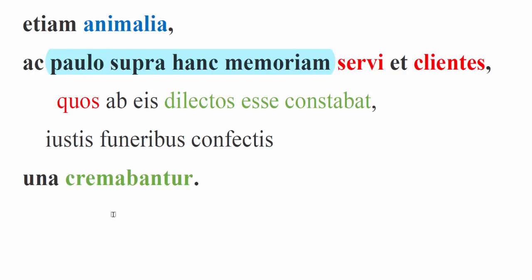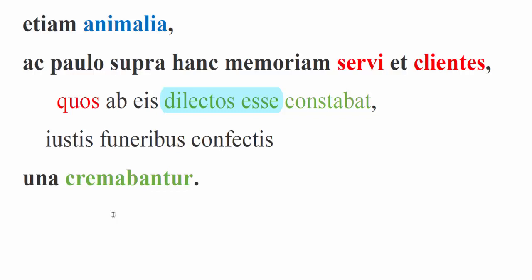All right, so not just a little bit beyond the memory of people now living. So not too long ago is basically what this entire phrase, paulo supra hanc memoriam, means. Not that long ago, a little bit before the memory of people living today, slaves and clients, whom it was believed, this is an impersonal, it is imperfect, but it's an impersonal verb, whom it was believed were loved by the people who are now dead, right? By them in life.